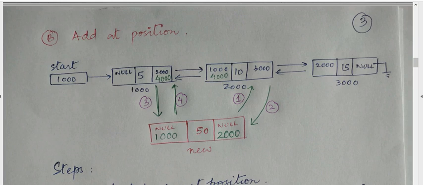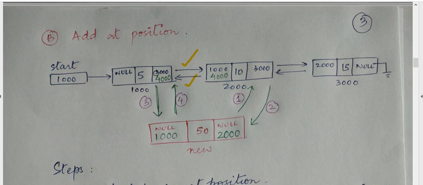Okay, so this is add at a position. Let's say we want to add this new node at position 2. That means after 5. So these are your initial two pointers that are existing, so we have to modify them. 5 points to 10, and 10 points back to 5.